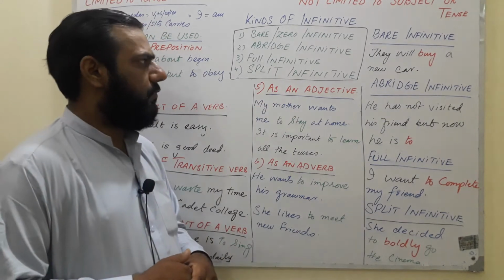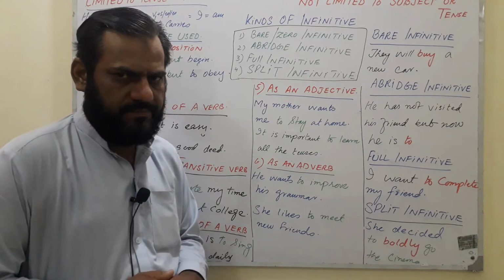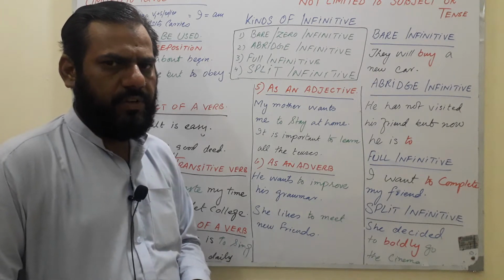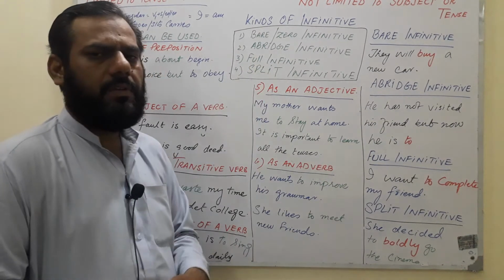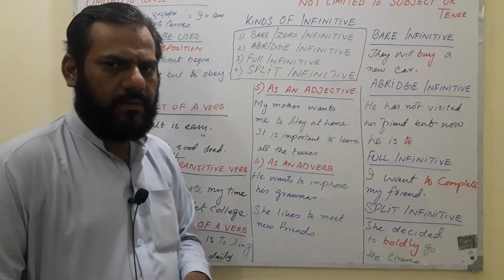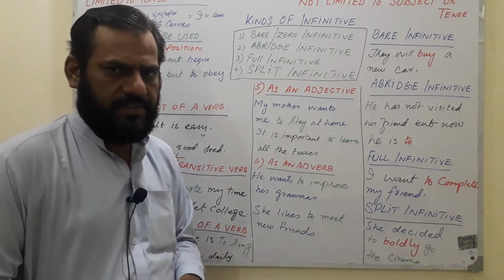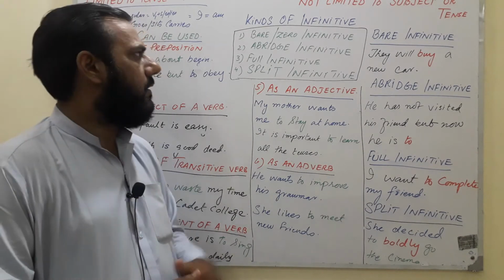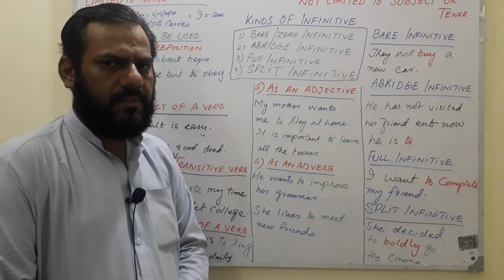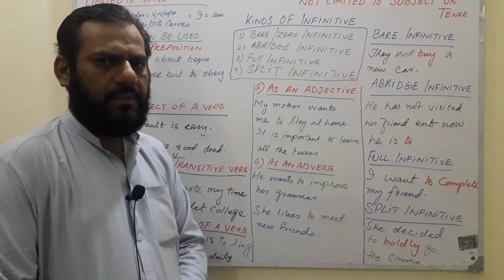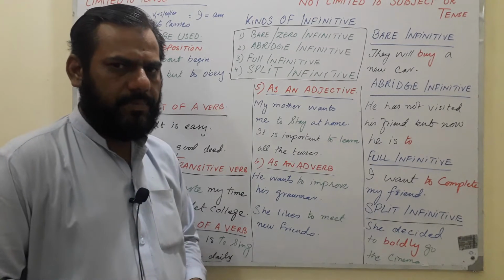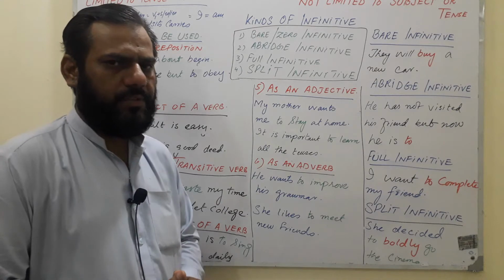There are four kinds of infinitive. Number one, bare or zero infinitive. Number two, abridged infinitive. Number three, full infinitive. And number four, split infinitive. I can let you know again. First one, bare or zero infinitive. Second, abridged infinitive. Third, full infinitive. And fourth, split infinitive. Let's get started working on the examples. It will be very easy for you to understand them.